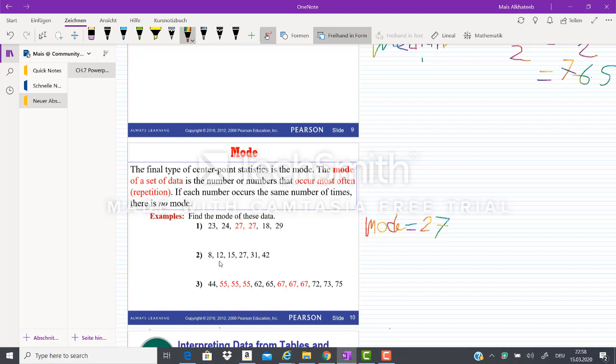And in the other example, example 2, there is no mode. No mode because no number is repeated. So we write no mode.